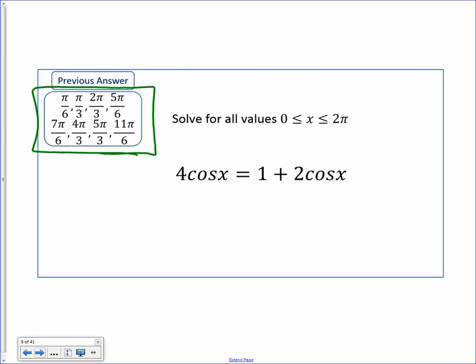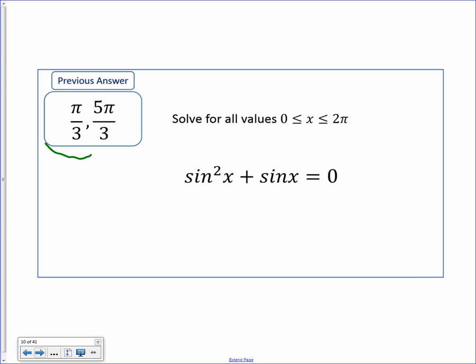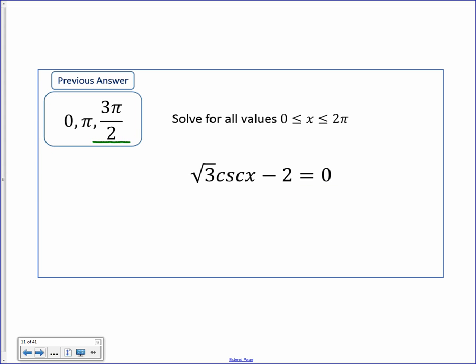All right, the next problem you should have is 4 cosine of x equals 1 plus 2 cosine of x. And the answers to this problem are just these two answers, pi over 3 and 5 pi over 3. Okay? Then you should be left with the next problem, which is sine squared x plus sine of x equals 0. The answers to that, well, there's 3 of them, 0, pi, and 3 pi over 2.